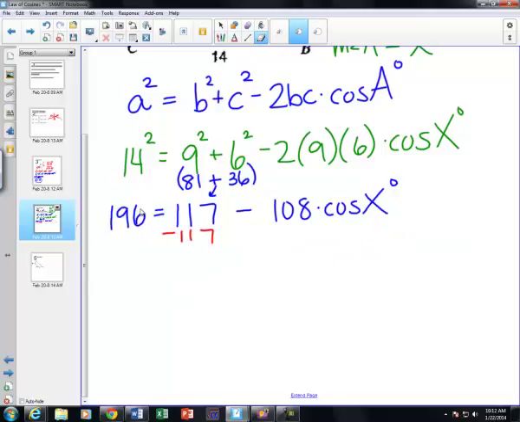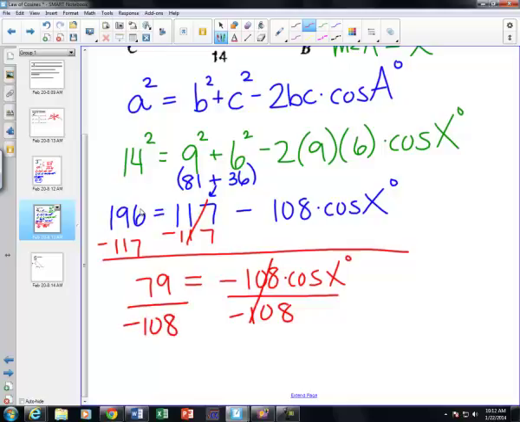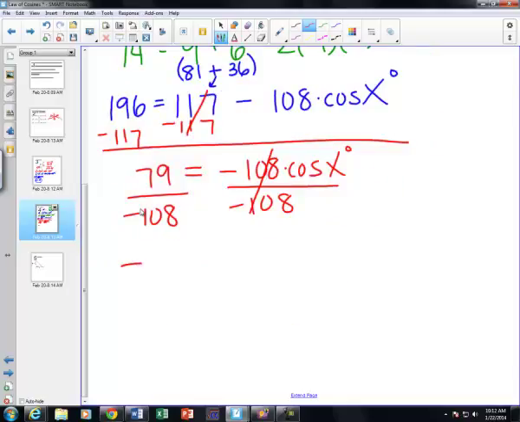Okay. So when you're finding an angle using law of cosines, you have to be really careful about the order of operations. And so we're going to subtract 117 from both sides. And then we can rewrite it. So we're going to have 79 equals negative 108 times the cosine of x. Okay, next algebraically, you should be thinking, okay, I divide by negative 108. And then, again, whenever we're finding angles, we're going to round to 4 decimal places. And so we're going to end up with negative 0.7315 equals the cosine of x.